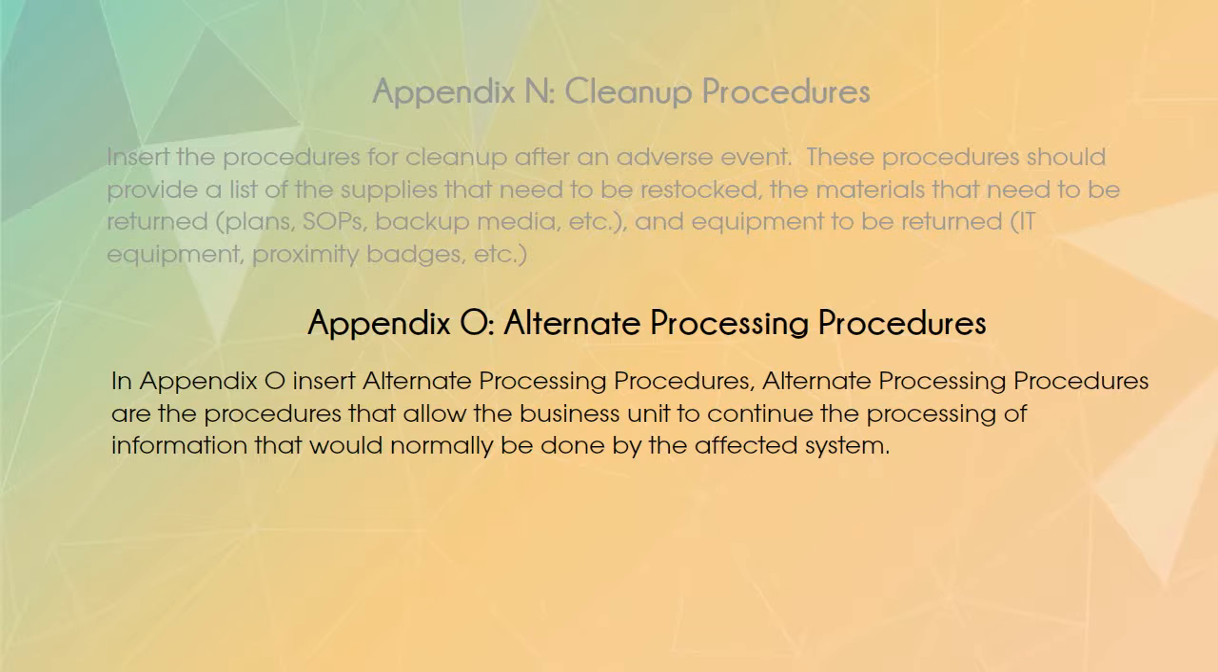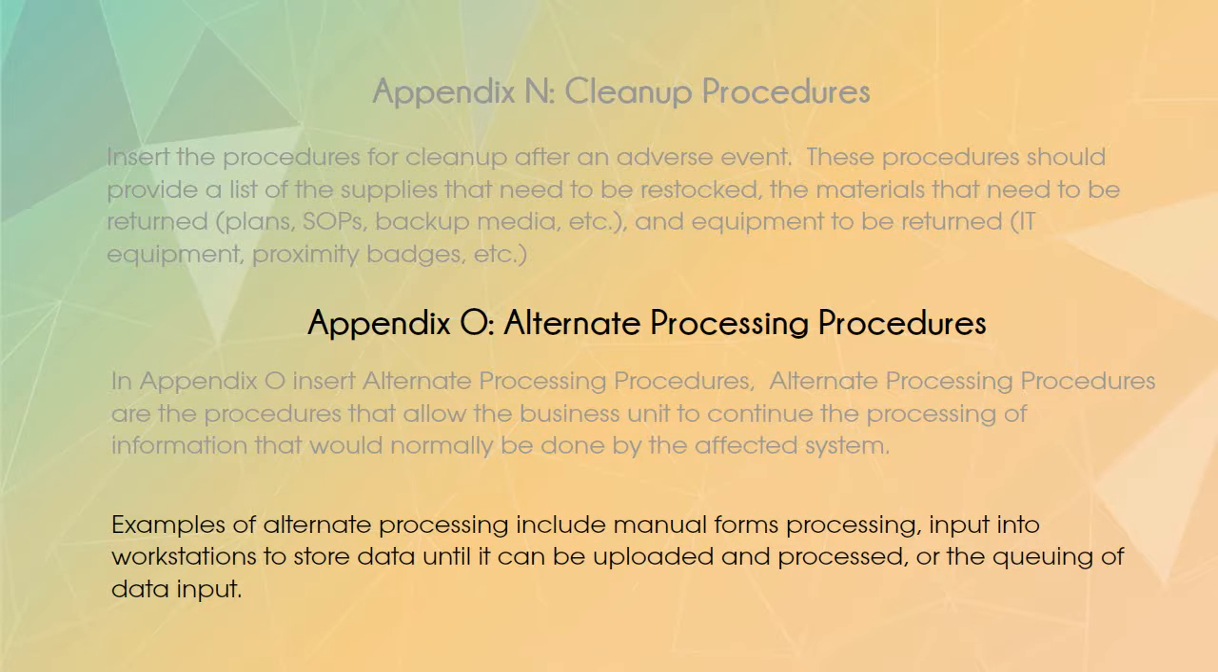Appendix O, Alternate Processing Procedures. Alternate processing procedures are the procedures that allow the business unit to continue the processing of information that would normally be done by the affected system. Examples of alternate processing include manual forms processing, input into workstations to store data until it can be uploaded and processed, or the queuing of data input.